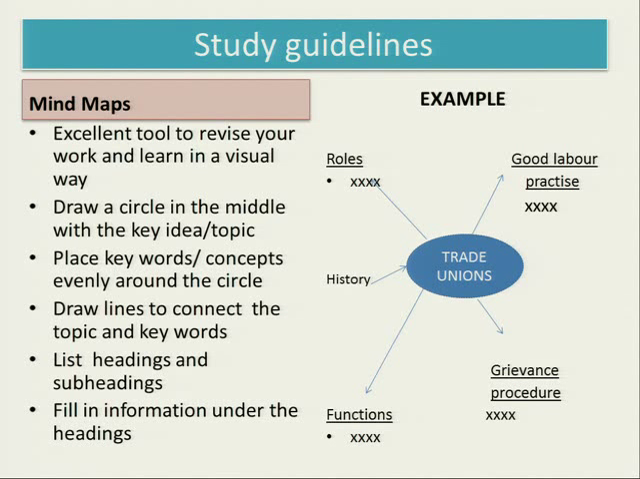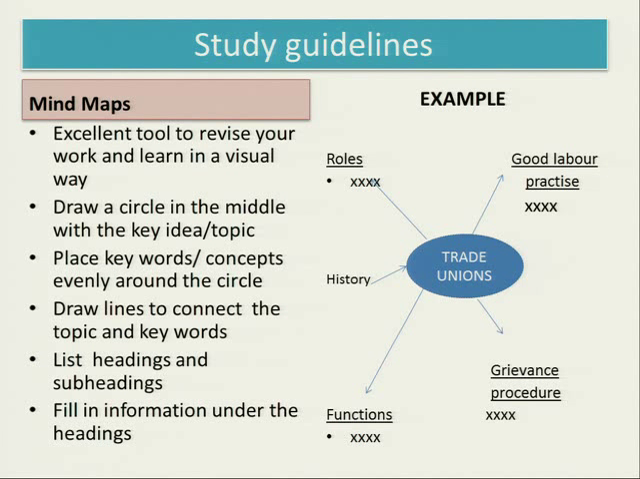Place key concepts evenly around the circle. If we look at the example, what does the learner need to know with regard to trade unions? The learner needs to know the roles of the trade union, the functions of the trade unions, the history of trade unions, good labor practices, as well as the grievance procedures. These concepts should be placed evenly around the topic in the middle, the trade unions. Draw lines to connect the topic and the keywords.